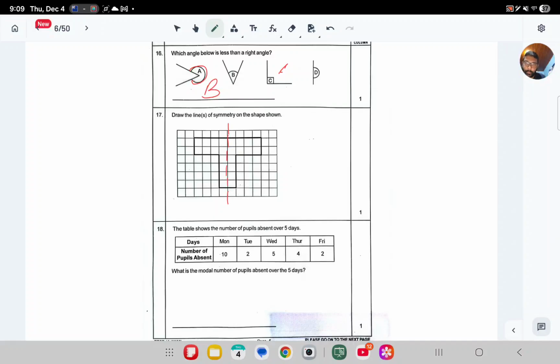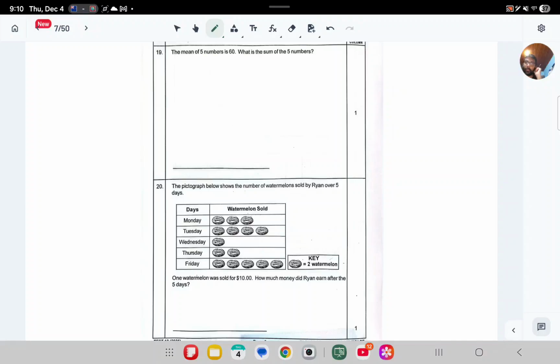The table shows the number of pupils absent over 5 days. What is the modal number of pupils absent over the 5 days? So what is the most common number of pupils absent? The most common number would be 2. The mean of 5 numbers is 60. What is the sum of the 5 numbers? Again, the sum would be the mean multiplied by the number of numbers, which is 60 multiplied by 5, which is equal to 300.